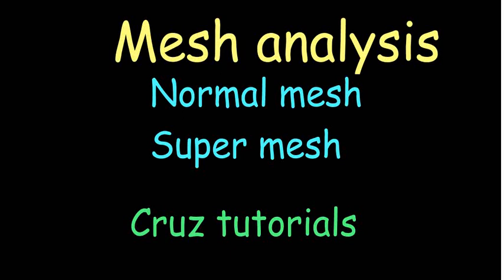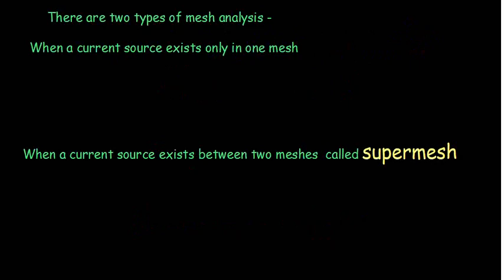In this video, we are going to talk about mesh analysis and normal mesh, especially the super mesh, and how to solve the equations related to mesh analysis. There are two types of mesh analysis. The first one is when a current source exists only in one mesh, and the second is when a current source exists between two meshes, called super mesh.